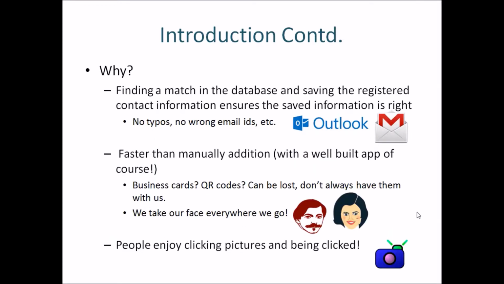Moving on, other, rather more important reasons to use this app. When you find a match in the database and you save the registered contact information, it ensures that the saved information is right. There are no typos, there are no wrong email IDs, or there's no wrong information that is being saved. You have not saved someone's Hotmail ID as a Gmail ID or anything like that. And of course, with a well-built app, this can be faster than manually adding contact information.